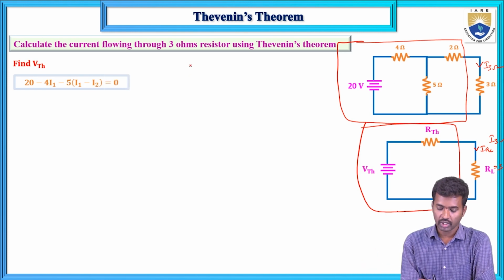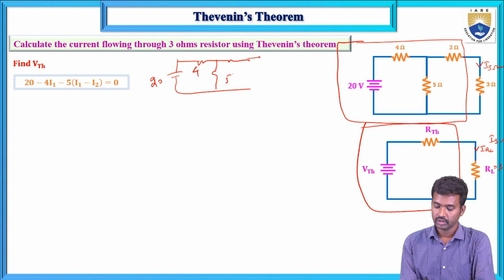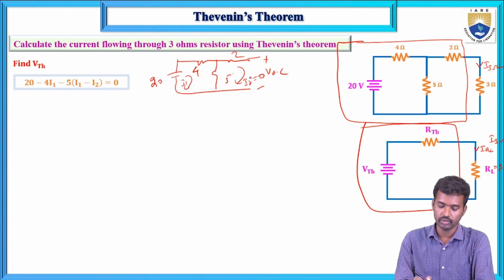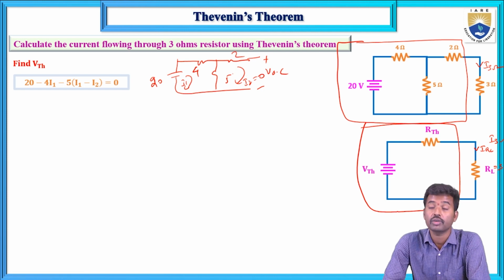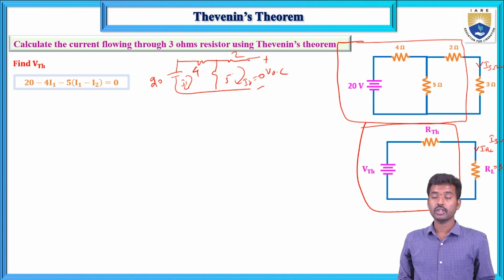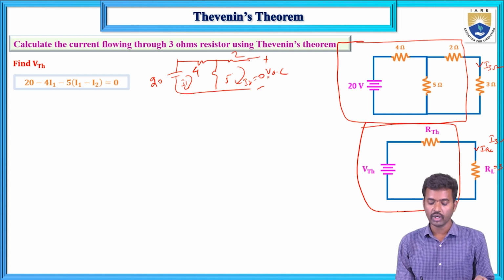First I am drawing the circuit for calculating VTH. This one has 20 volts, 4, 5 and 2 ohms. Remove the load resistance from the given circuit. The 3 ohm load resistance you need to remove and calculate the open circuit terminal voltage, that is VOC. Here 20 is the rising voltage, and this is I1 and this is I2. The I2 current is 0 because it is an open circuit. Open circuit current is always 0.